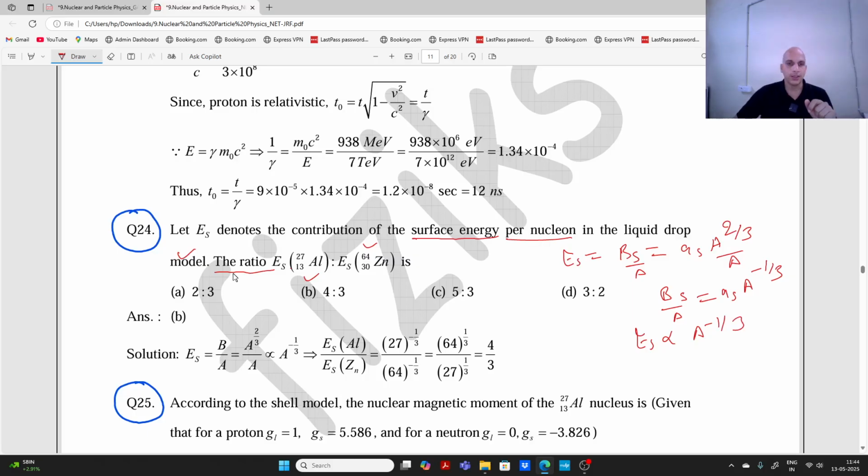So they are asking the ratio Es of aluminium and Es of zinc. So you can see here, right? You can calculate it by simply putting the values, you will get 4 by 3, right? This is the way of calculating this question, right? 27 power minus 1 by 3, 64 power minus 1 by 3, right? You will get 4 here and 3 will come down, because you will get 3 here and 4 here, but they will get inverted because the powers are negative. So 4 by 3 is the correct answer, right?